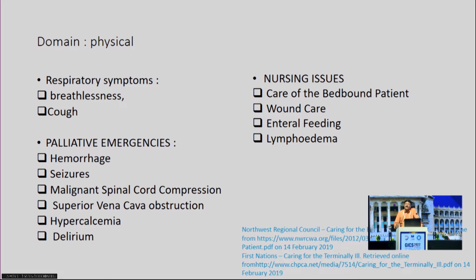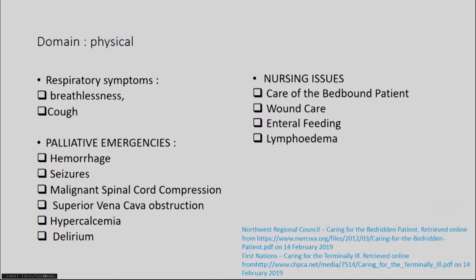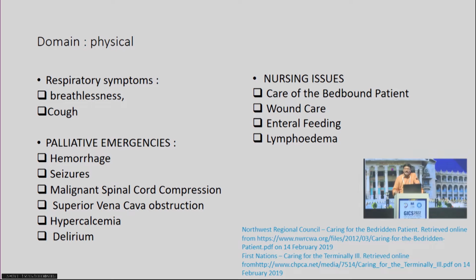And respiratory symptoms, breathlessness and cough. We also have some emergencies in palliative care. If they have sudden GI hemorrhage, seizures, malignant spinal cord compression, superior vena cava obstruction, hypercalcemia, or delirium, all these are palliative emergencies. As a palliative care physician, you have to be good at dealing with these palliative care emergencies.